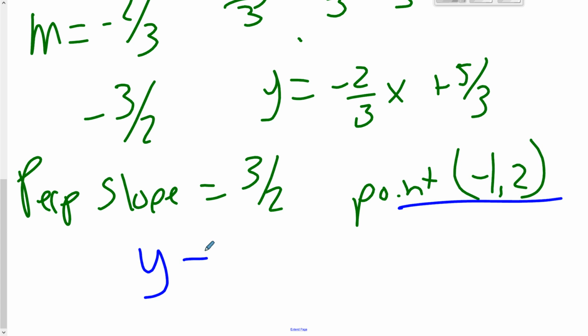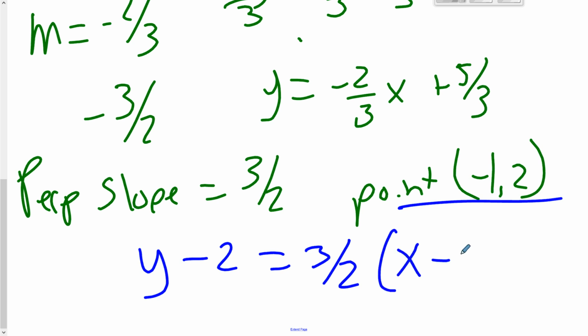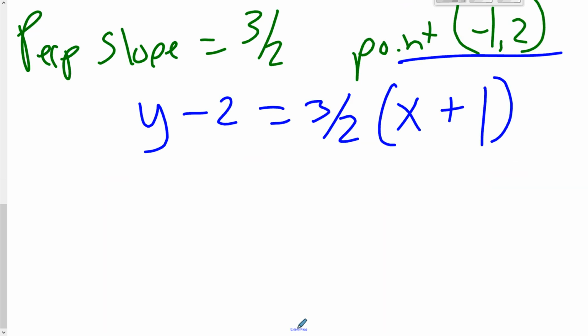Y minus 2, so I always subtract the y value, equals my slope, the perpendicular slope, 3/2, times x minus my x value. That's a minus and a minus 1, so that's going to turn to a positive 1. Okay, so I'll clean that up so it looks a little nicer. Now it's a plus 1. So there, boom, you are done. Good practice. If you did that, great.